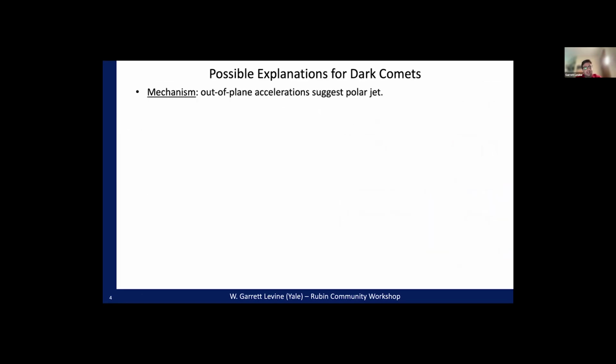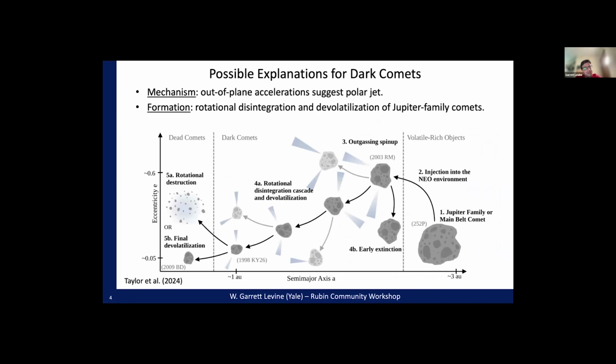So the out-of-plane acceleration suggests that a polar jet might be at play. The outgassing may be happening from the polar regions, and that could indicate some seasonal effects. Of course, this is just a hypothesis. But more recently, a formation mechanism has been proposed where the dark comets would be the rotationally disintegrated end state of these Jupiter family or main belt comets. This is a really interesting formation mechanism because it tells us that dark comets may provide evolutionary context as end members for comets like 67P, the Rosetta target. So this is a really interesting hypothesis, and we would like to test it.